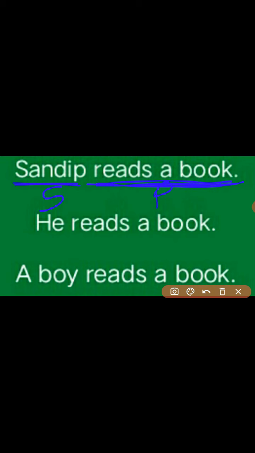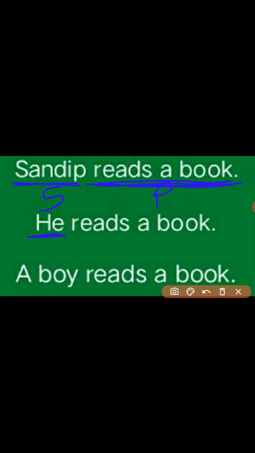I repeat, Sandeep is the noun over here who is doing the action in this sentence. So Sandeep is the subject. What is his action? That is reads what? A book. So here reads a book is the predicate in this sentence. And remember, the predicate always includes a verb. Let us see the second example. He reads a book. Who is doing the action?